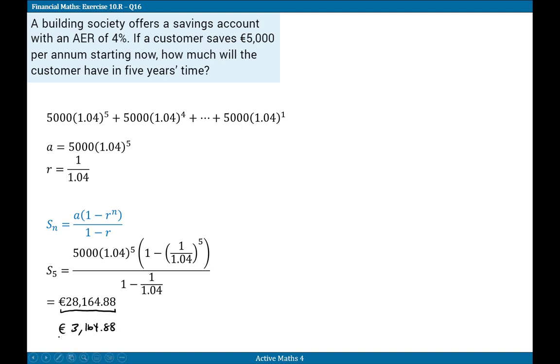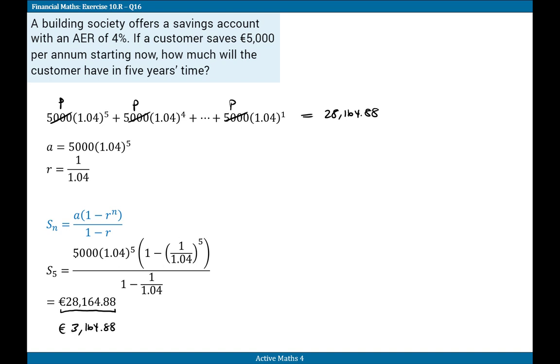Now, how do they make these a bit more difficult? Well, a couple of ways. The first thing is they might not tell us what the regular amount is that we're saving, and then we would call that P. But they might give us the final amount. They might say that this sums to 28,164.88 after 5 years. What must the P value have been?